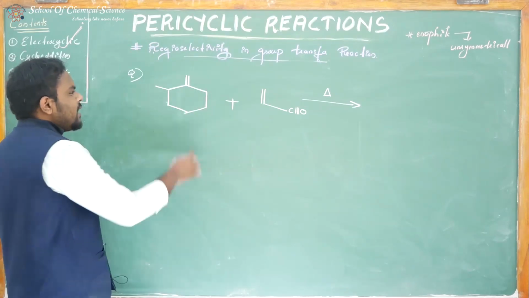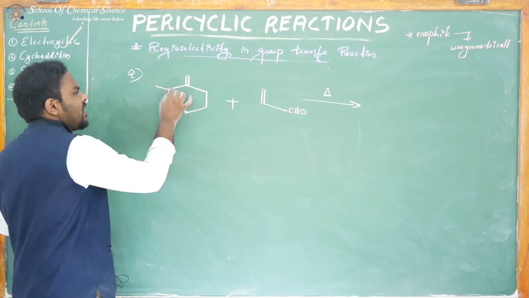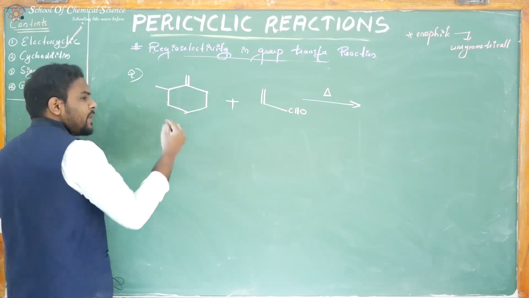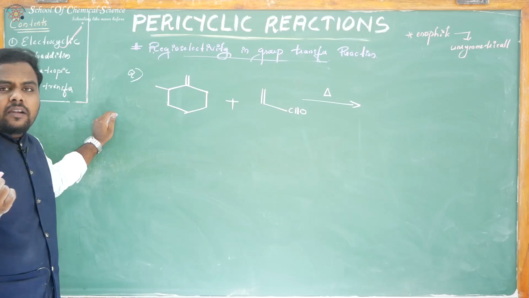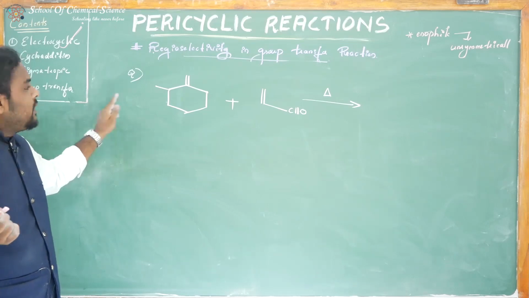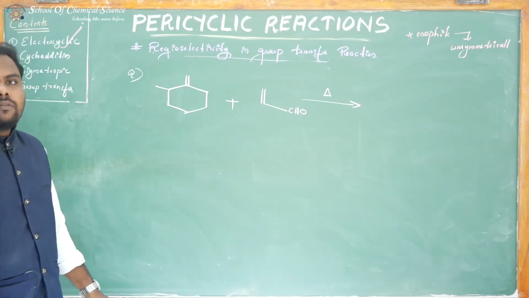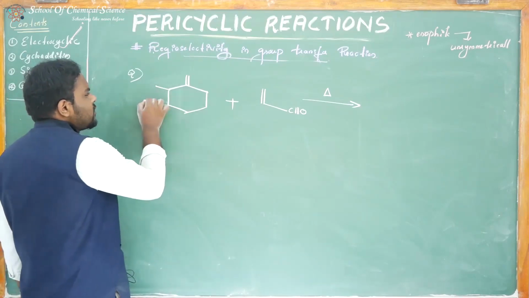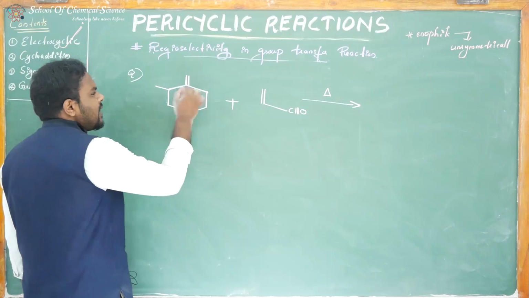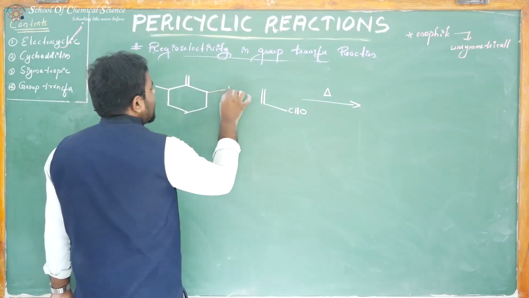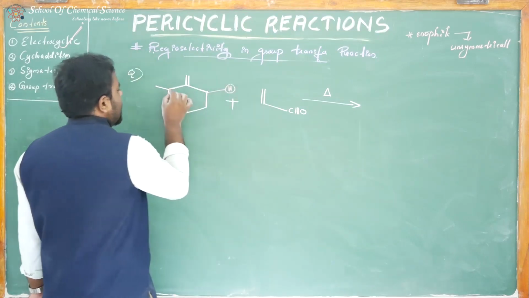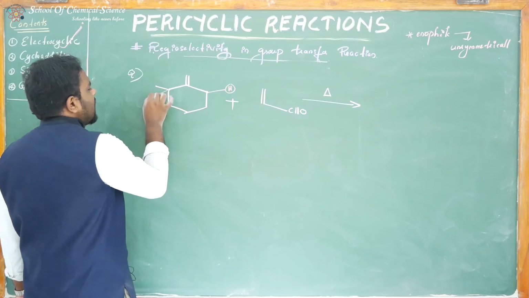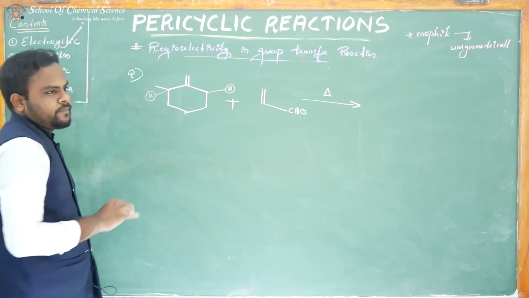At the same time, here two alpha carbons are there. In the previous question, both alpha carbons were identical, but here they are not identical. Two alpha carbons are there. My question: this alpha carbon also contains hydrogen, this alpha carbon also contains hydrogen. Which hydrogen is considered in the reaction?